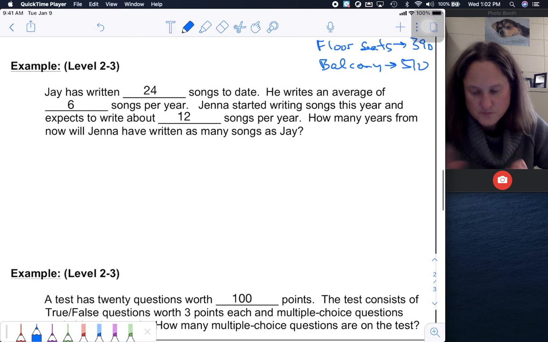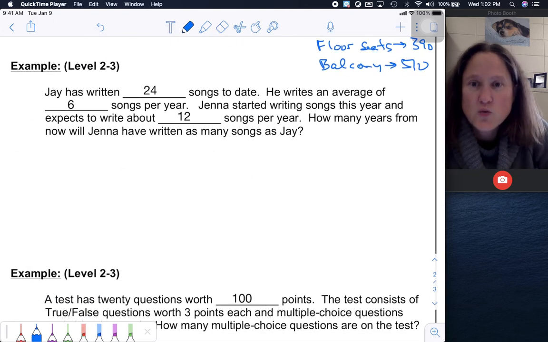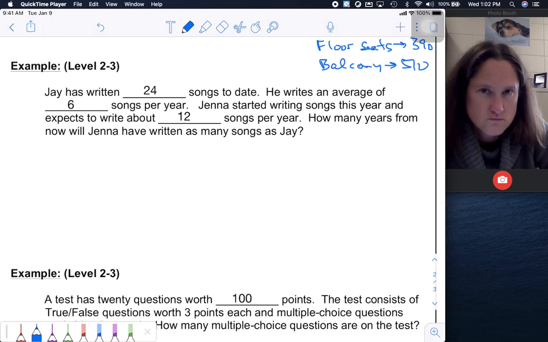Okay, 2 more. Next, Jay has written 24 songs to date. That means right now, as of December, whatever, he's written 24 songs. He writes an average of 6 songs per year. So by next year, that should be 30 songs, then 36, then 42, and so forth.